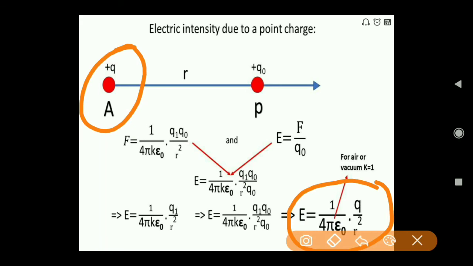Because the force is a vector quantity, the electric field is also a vector quantity. And what is the direction? The direction of the electric field is the same as the direction of the force. So if our aim is to find the direction of the electric field at that point, the electric field is also in the same direction as the Coulombian force.